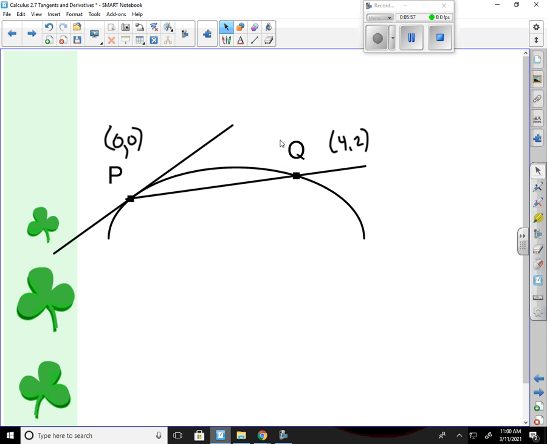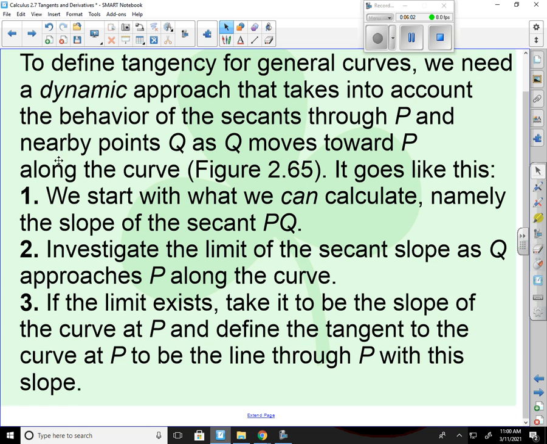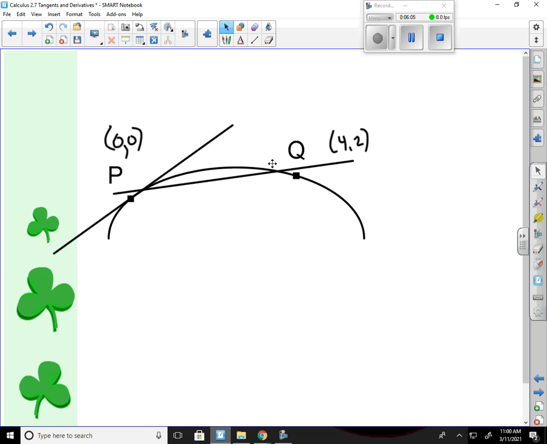Everything that we learned in the last paragraph here says that if I move Q towards P, then by doing that, I can get closer and closer to what my slope of the tangent line actually is. So the closer and closer that Q gets to P, the closer and closer my slope of the secant between the two gets to my actual tangent line.